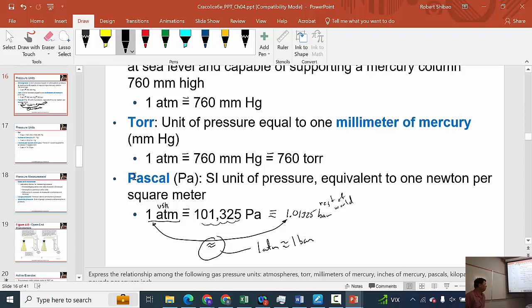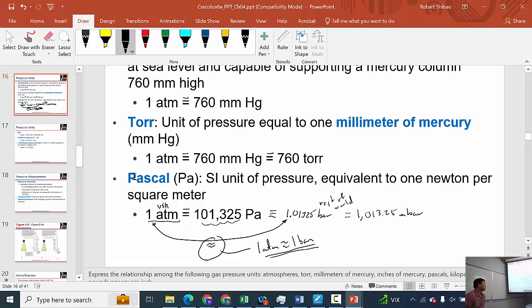But if you want to do SI, then we'll talk bar. They talk bar and millibar. Have you heard of millibar? We multiply this by 1,000. So normal atmospheric pressure is 1,013.25 millibar. Okay, do you want to memorize that? Well, what's easier to memorize, 760 millimeters of mercury or 1,013.25 millibar?